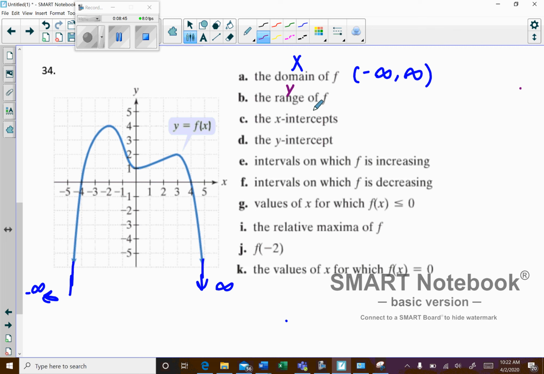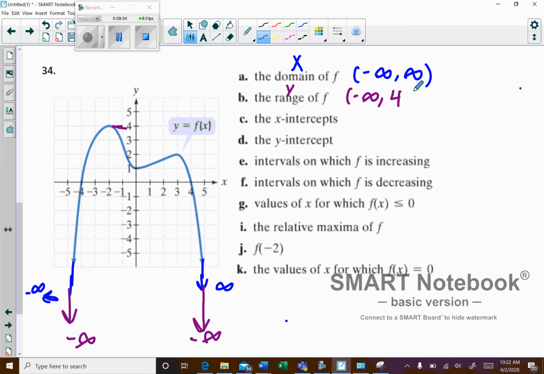Now, range, on the other hand, is going to be the y values. And so you always want to go from bottom to top. Well, there is no bottom. It goes down indefinitely. So that's going to be negative infinity. But it does have a high point, and its high point is 4. And it kind of goes back down, goes back up a little bit, and then goes back down.